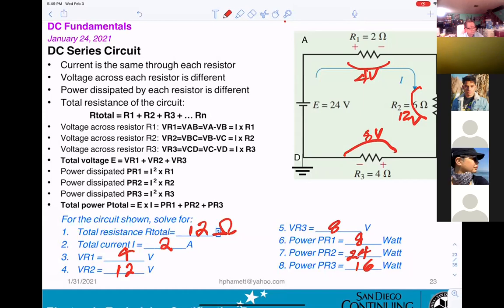And you can double check your work by doing the calculation. The total resistance is 12. That means I is equal to 2 amps because it's 24 over 12. So the total power is I squared, 4 times 12, which is 48. And if you add up PR1, PR2, and PR3, it's 48.